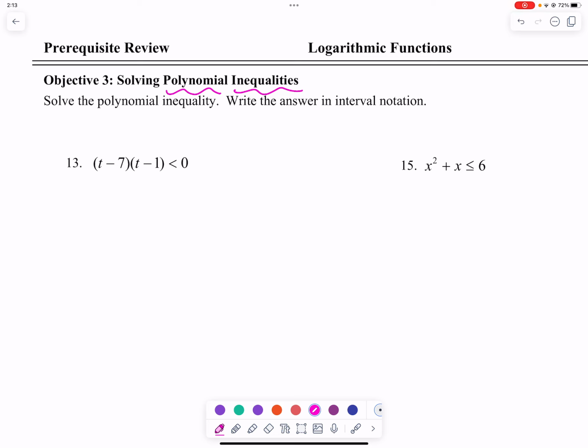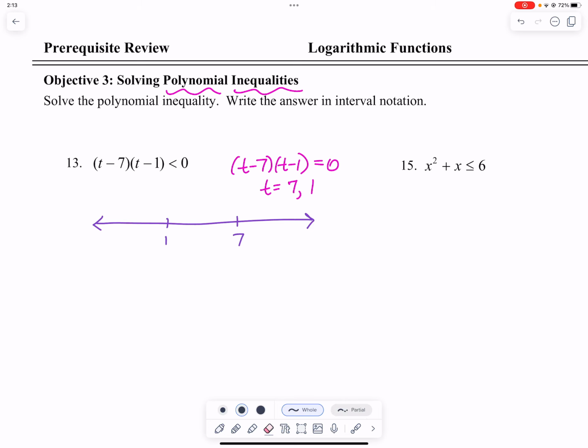So we're going to go ahead and use our boundary points, and we have to solve (t - 7)(t - 1) = 0. We have t equals 7 and 1. So we use those as our boundary points, 1 and 7. Let me erase that real quick, come over a little bit more. And we will use our dashed lines.